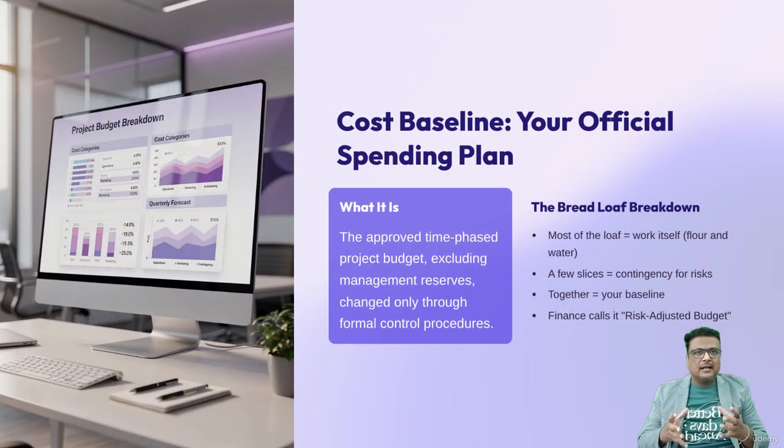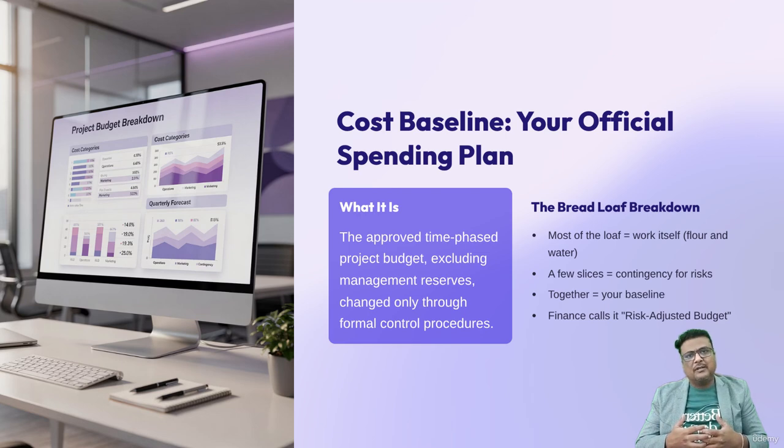To understand where a contingency lives, we have to look at the cost baseline. Formally, the cost baseline is the approved version of the time-phased project budget, excluding any management reserves, which can only be changed through formal change control procedures. To put that in very simple terms, this is the official spending plan. It's the amount of money the boss has authorized you to spend to get the job done, and it includes your contingency. Let's break this down together.